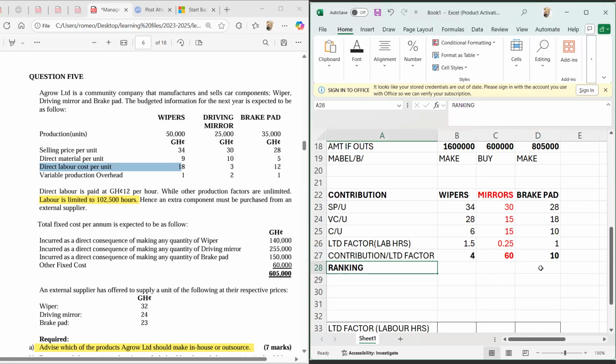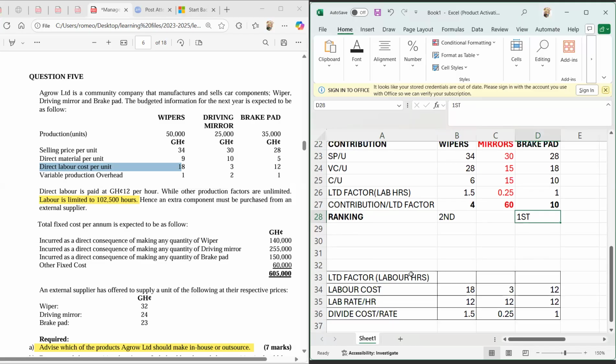So this one is first, right? Because that's the greater one. And this one is what? Second. That means if they give you first and second, you have to produce everything here first. Then when there's a leftover for you to produce, you bring it here. Now you understand how we got the limited factor.